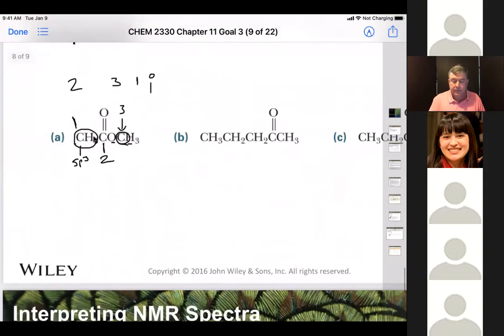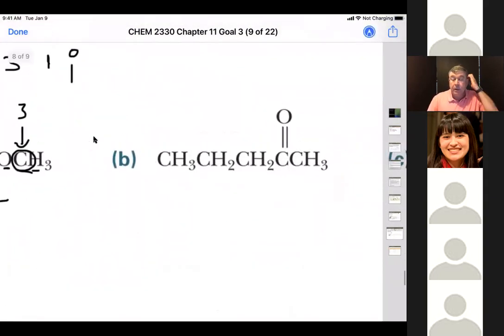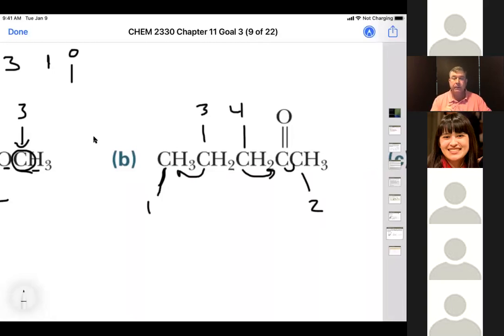All right, so let's do the same thing here. We're going to predict the number of peaks and their relative position, okay? So let's see, we have a methyl group and a methyl group, but they're different because this one's attached to a carbonyl and this one's not. So that means we have at least 2 peaks, 1, 2. We have a CH2 and a CH2, but are they the same? One's attached to a carbonyl and one's attached to a methyl group, so they're different. So that's going to be 3 and 4. And let's not forget that carbonyl. That's going to be number 5.